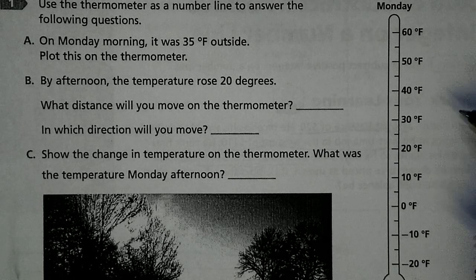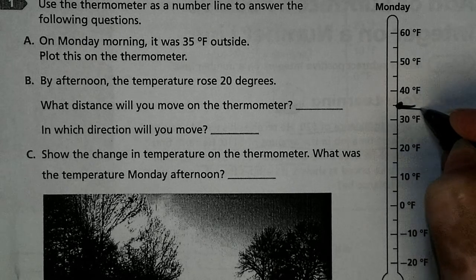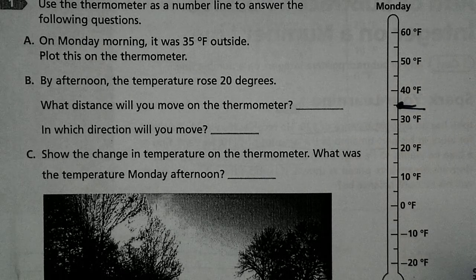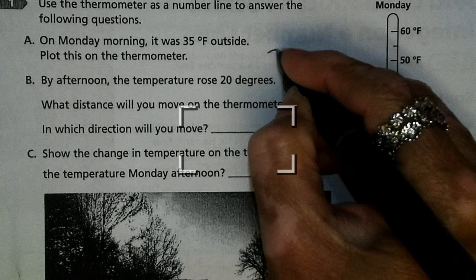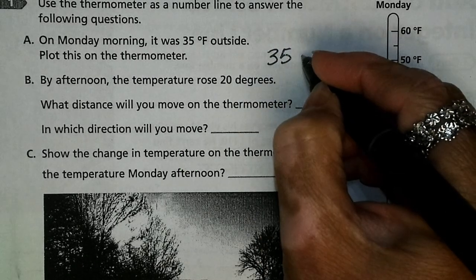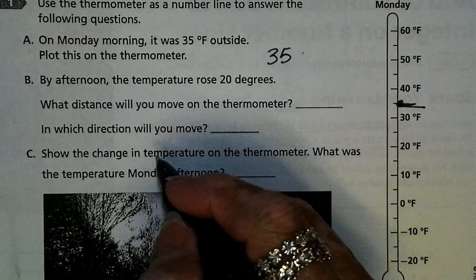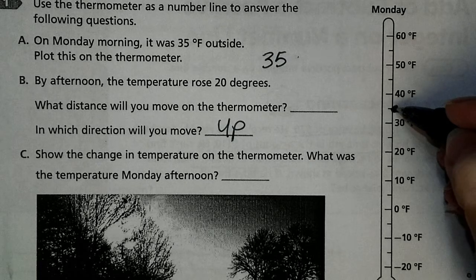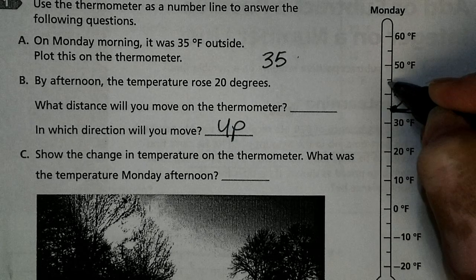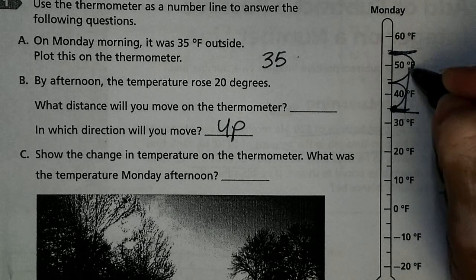So between the 30 and 40. Yep. So I'm going to plot it right here. Okay. So by the afternoon, the temperature rose to 20. So am I going up or down? Up. Yep. So I'm going to put up here because that's what goes here, right? And I'm going up. So if I'm at 35, 45, 55. So there is my new line.